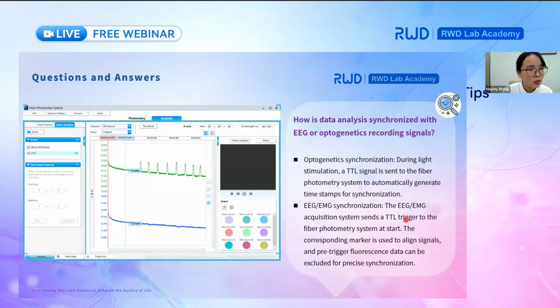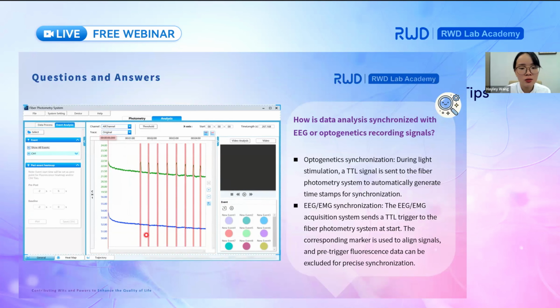The next question is, how does the data analysis synchronize with EEG or optogenetic recording signals? So for optogenetics, when the system delivers light stimulation, a TTL signal is sent to the fiber photometry recording system to automatically generate timestamps. For example, this is one of our customers' data. So you can see these events.